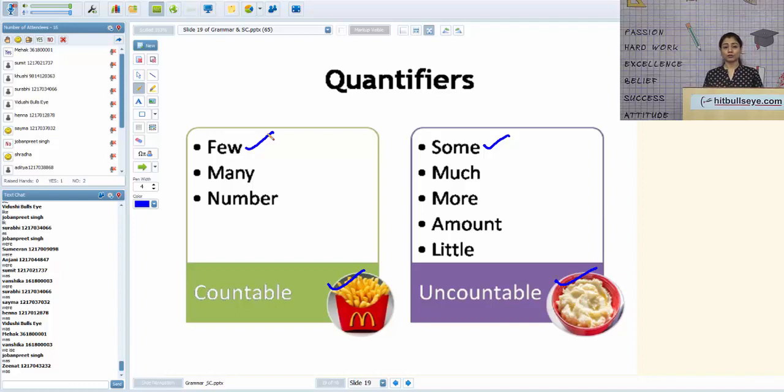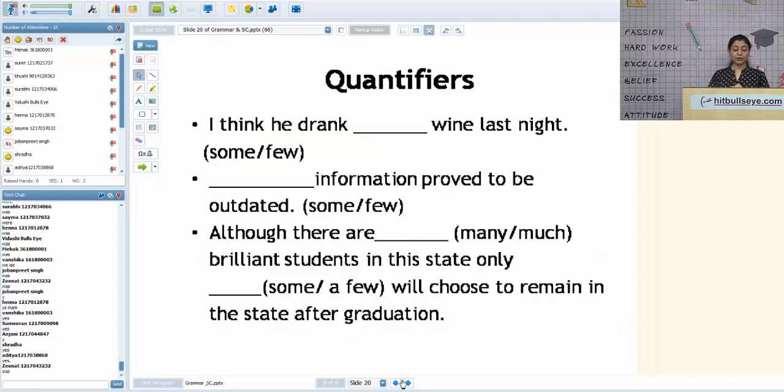you cannot count water. I hope this concept is clear to everybody, and you guys have noted down the list of quantifiers. The countable ones are few, many and number, but the uncountable ones are some, much, more, amount and little. So I want little water, I don't want many water. Moving on, let's practice a few questions on this.